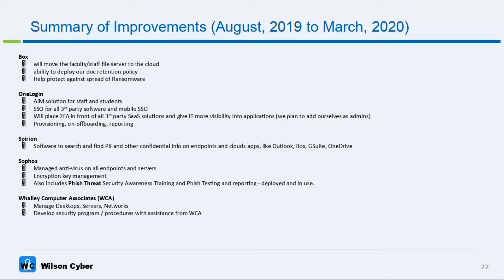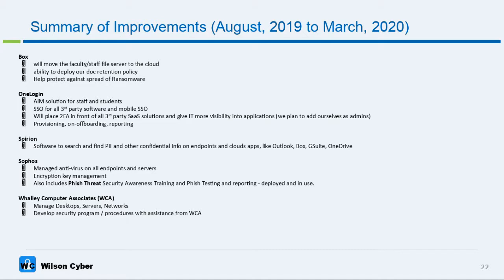They also implemented Spirion, which is software to search for PII and other confidential information on endpoints and cloud apps like Outlook, Box, G Suite, OneDrive. They implemented endpoint protection through Sophos, managed antivirus on all endpoints and servers. Encryption key management also includes a capability called Phish Threat, which helped with their security awareness and training program.